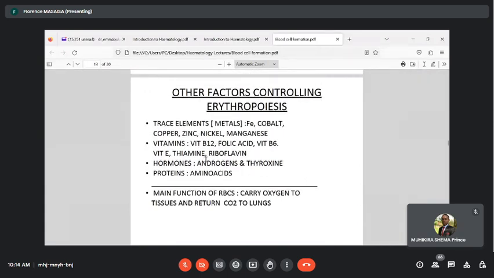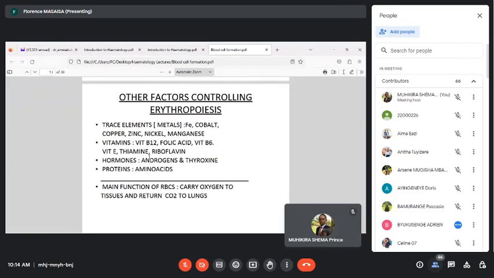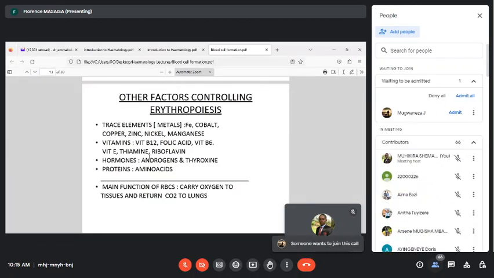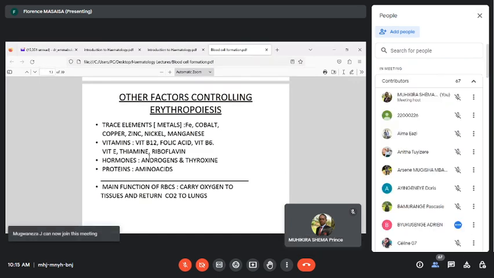Apart from erythropoietin, we have other micro elements, micronutrients like iron, cobalt, zinc, copper, manganese. For the vitamins, we have especially vitamin B12, folic acid, vitamin B6, vitamin E, thiamine, and so on. Then you have androgen and thyroxine and other amino acids.